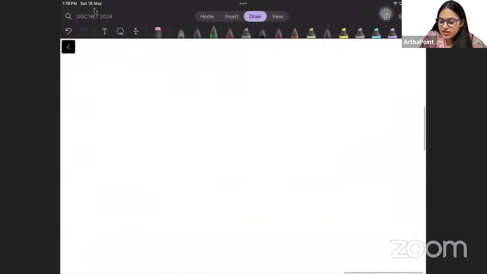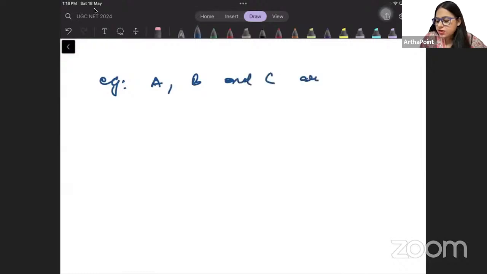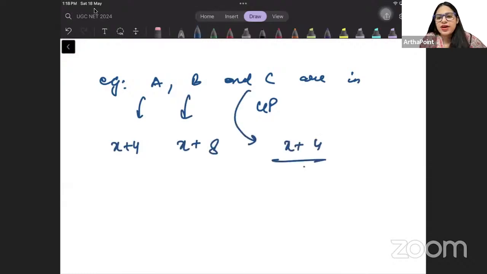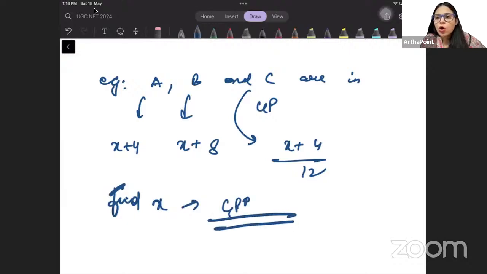So for example, if I tell you something like this, that imagine that A, B, and C are in GP, right? And I tell you something about A, B, and C. I tell you that A is x plus 4, B is x plus 8, and C is x plus 4 by 12. I give you three such terms. So I will tell you, find x such that they are in GP, or find their common ratio. Maybe I will just put a 2 here, something like this.